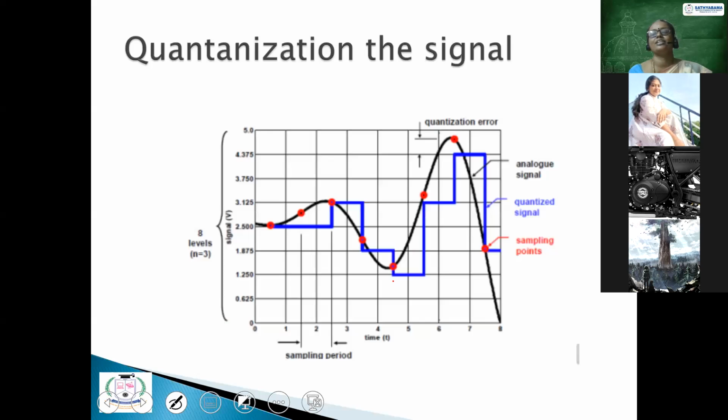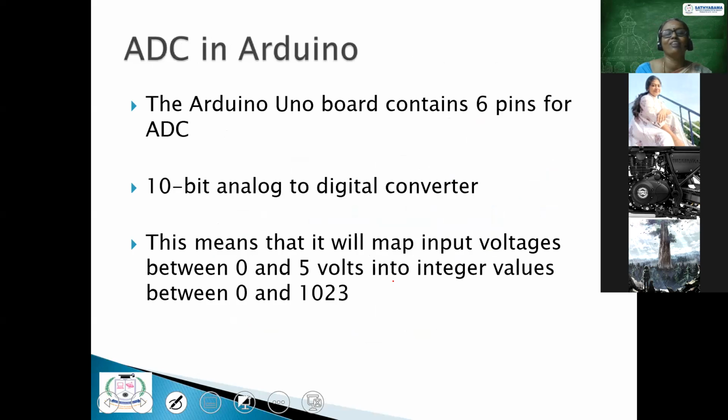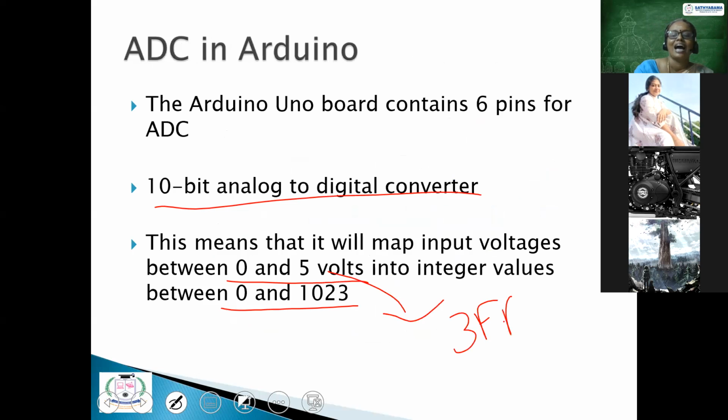So all these quantization concepts, we have seen how my analog signal, with 4.887 millivolt per step, converts into the equivalent digital value. So Arduino contains 6 analog pins and it's a 10-bit analog to digital converter. That's very important. That's why for 0 to 5 volt, my range will be from 0 to 1023. We have seen that in hexa the value is 3FF, and in decimal, 1023.